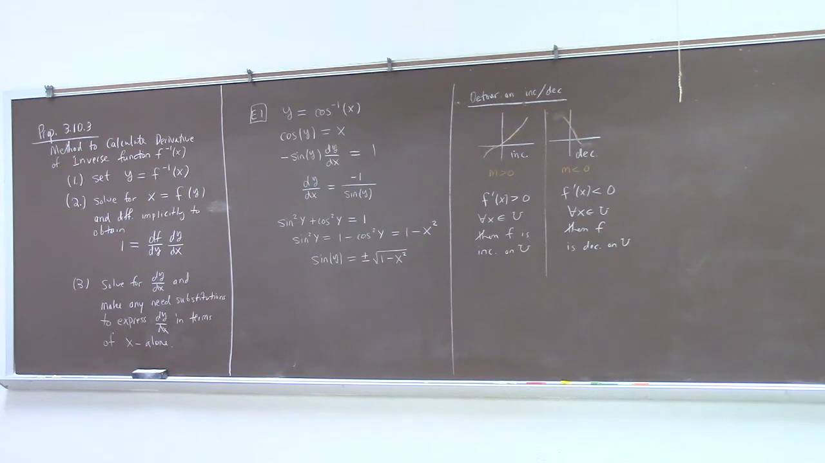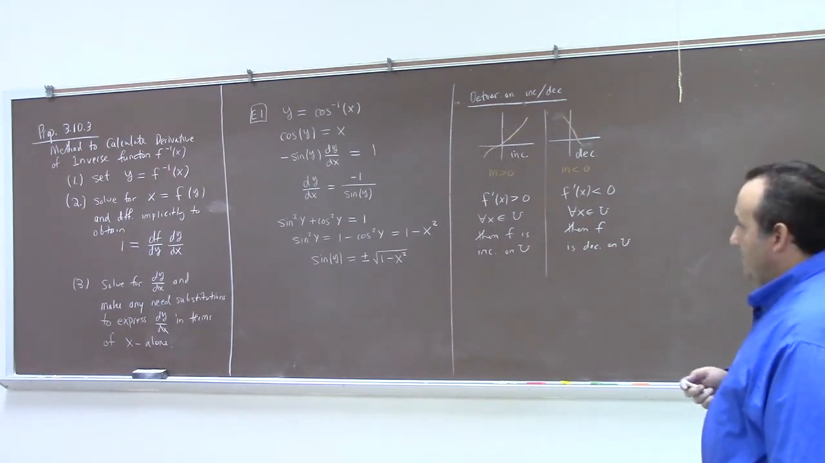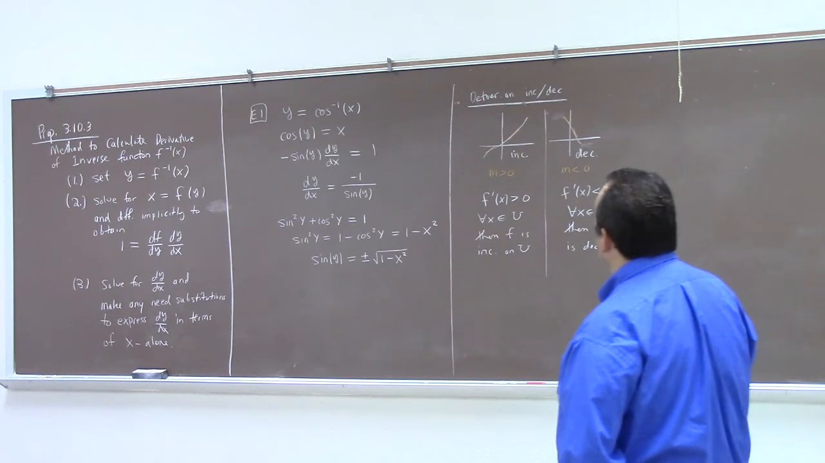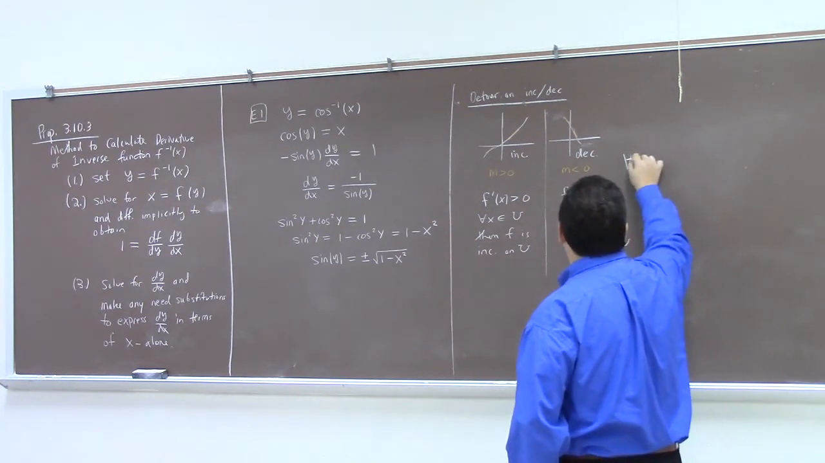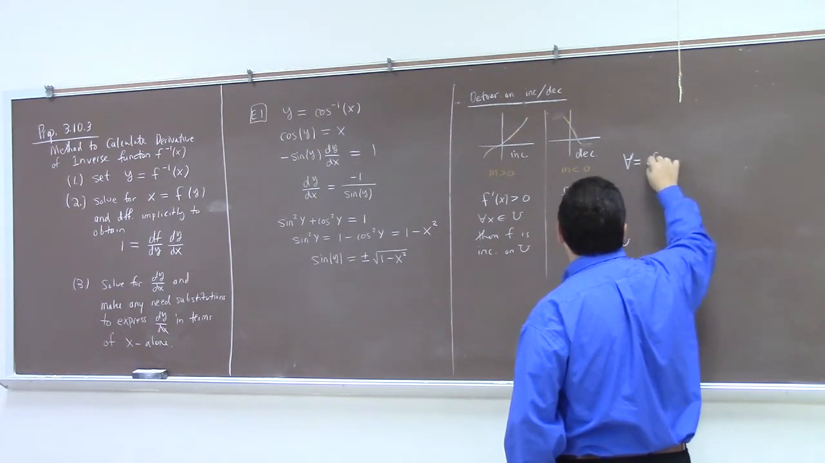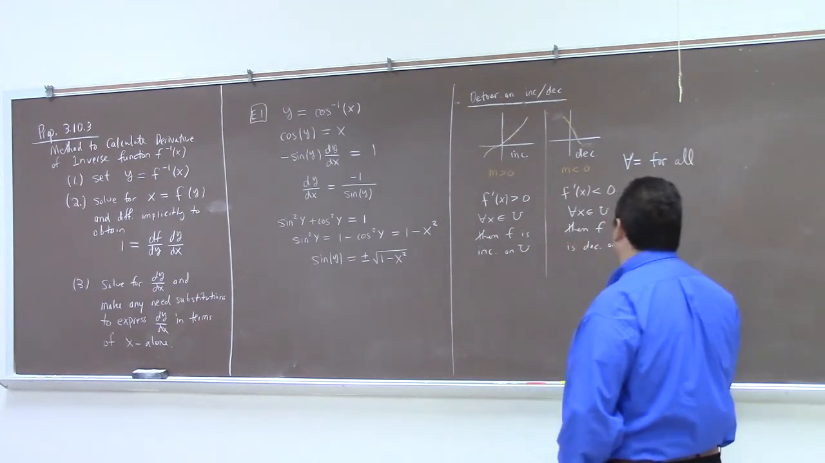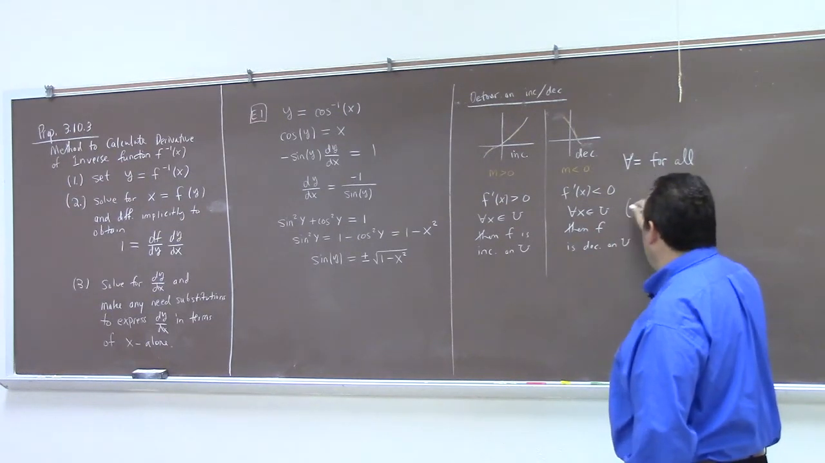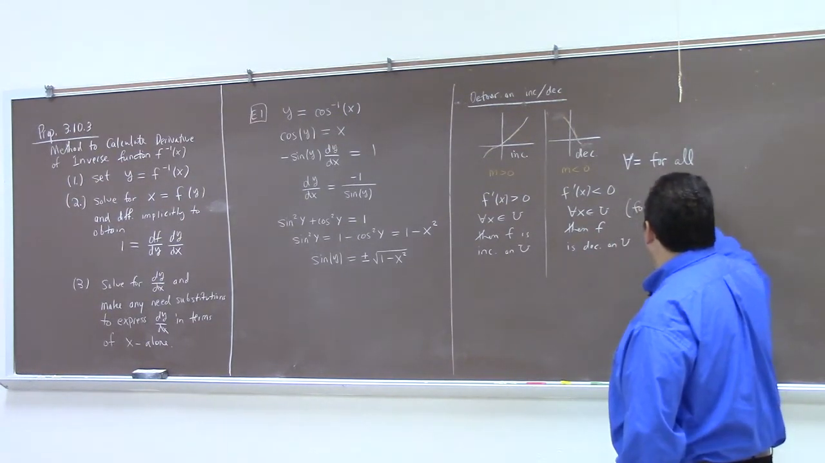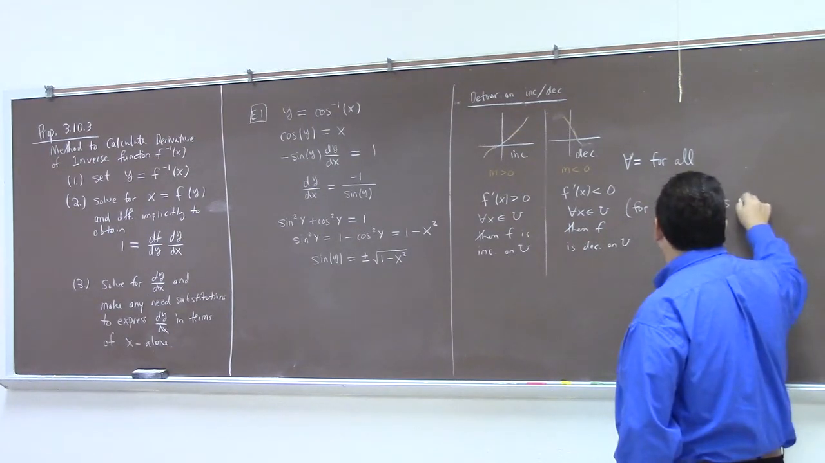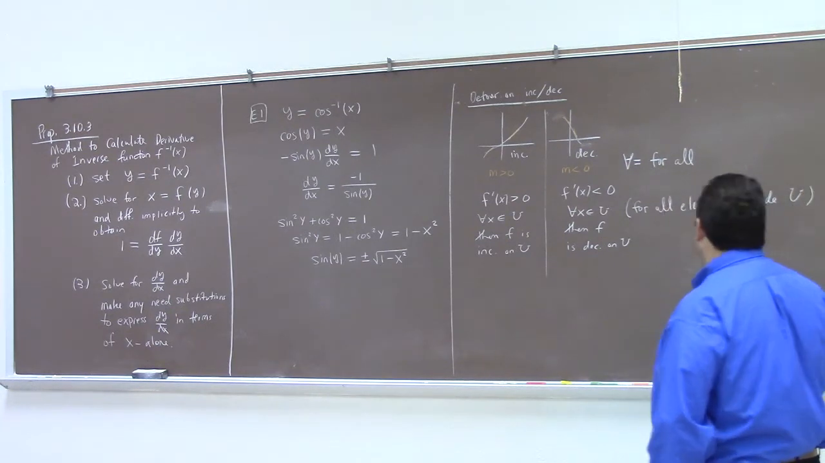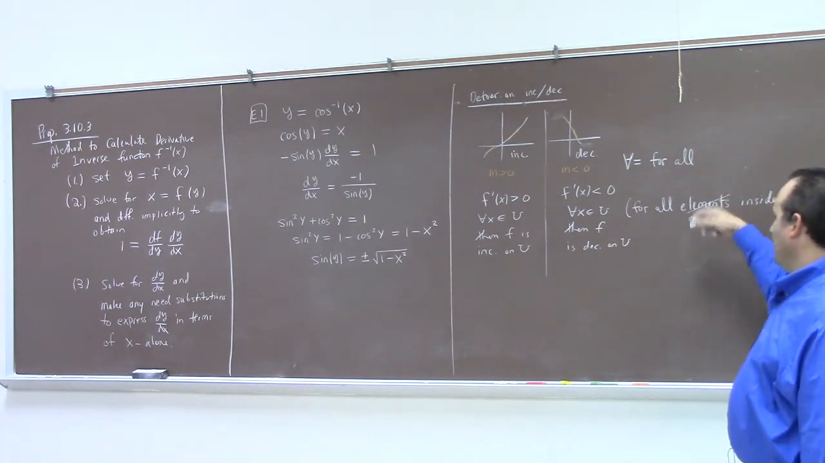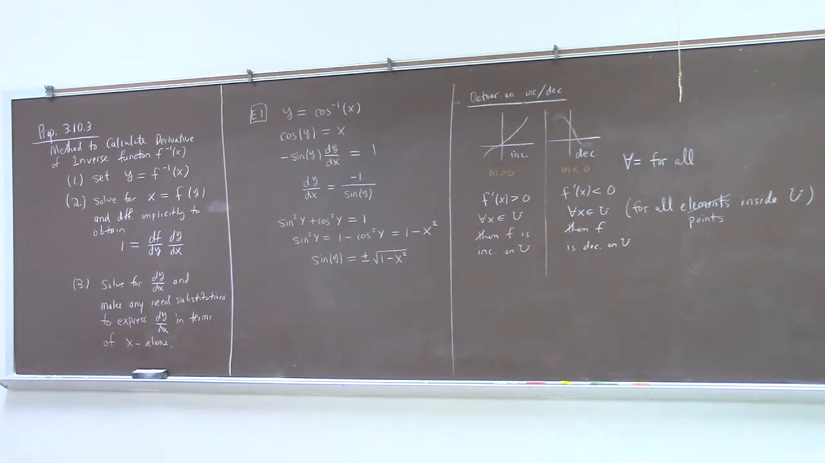Question? I don't want to look stupid here, but can you give me an explanation of the symbols there? The upside-down A. Oh, that's not a stupid question at all. That's a shorthand, an abbreviation. If you don't understand, you should ask about it. That's great. This means for all. So this means for all x, and this literally means for all elements inside u. In this case, I could cross out the word elements and say points would be a better word, you know, the real numbers inside this subset u.